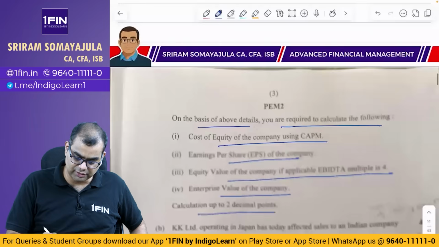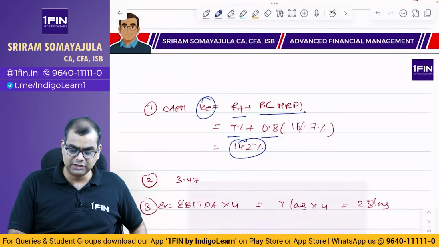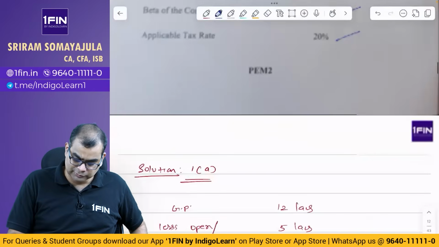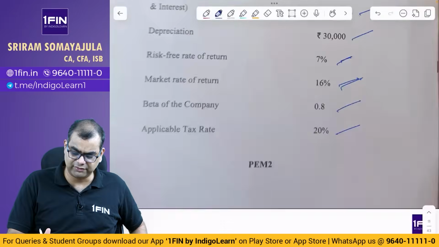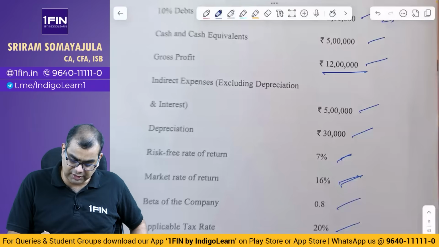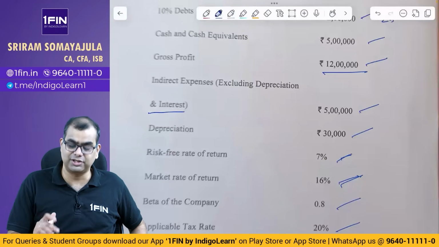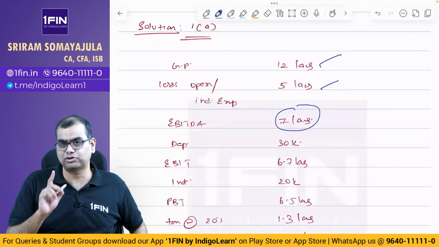Next question is what is the EPS of the company? For EPS of the company, what do you have to do? You have to compute the entire P&L. So what are the items in the P&L? You start from gross profit because they've not given revenue numbers. You take 12 lakhs minus OPEX 5 lakhs. They themselves have given OPEX excluding depreciation and interest. So the difference between those two is EBITDA.